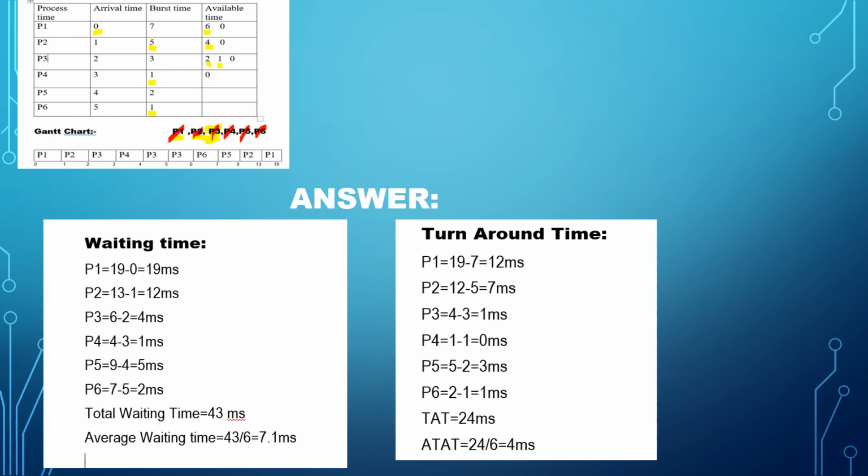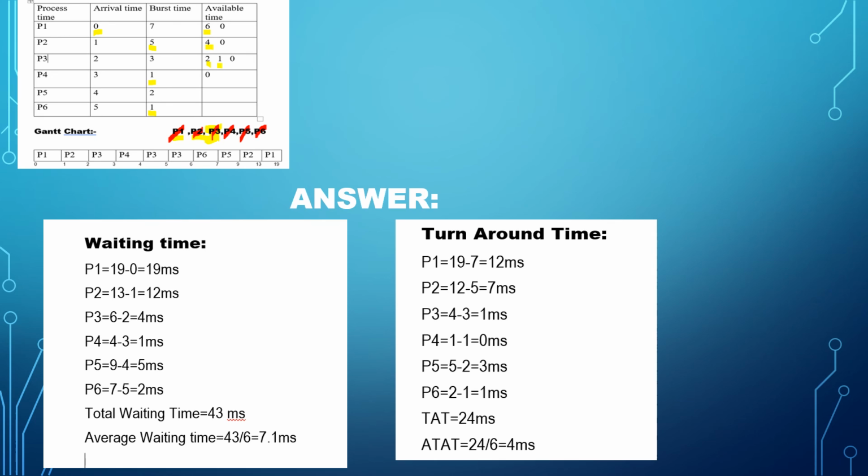Likewise for P4, the finishing time is 4 milliseconds and the arrival time is 3 milliseconds. So 4 minus 3 is equal to 1 millisecond. For the process P5, the finishing time is 9 milliseconds and the arrival time is 4 milliseconds. So the difference between them is 5 milliseconds. For the process P6, the finishing time is 7 milliseconds and the arrival time is 5 milliseconds. The answer is 2 milliseconds.